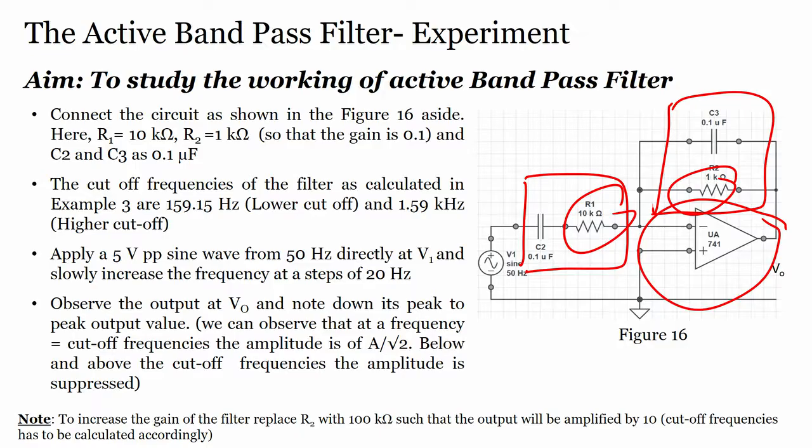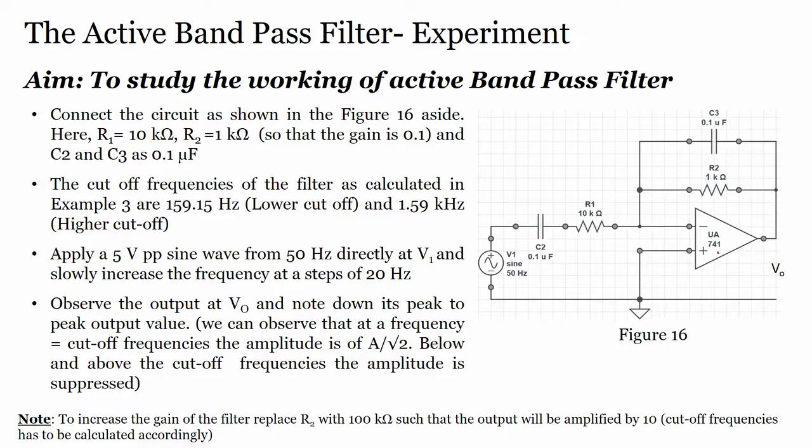That means this is which kind of amplifier? Let us see. This is an inverting amplifier, which means the amplification will be R2 by R1. Good. So what we will be able to see is that the loading effect would not occur. We will see this.